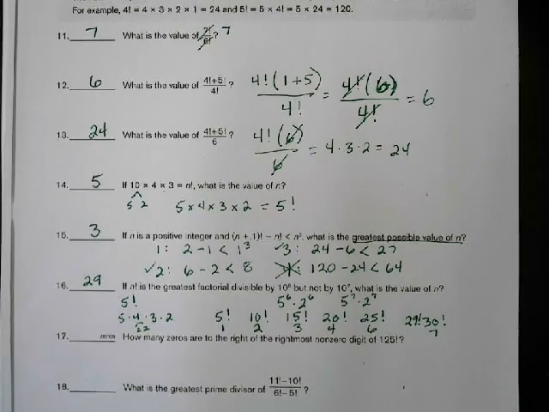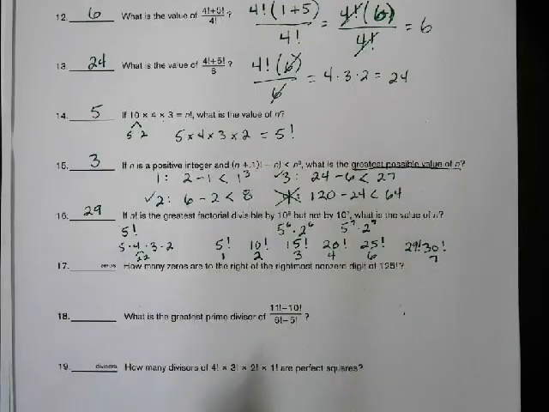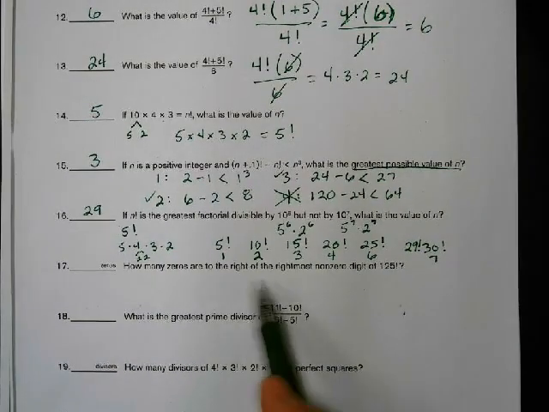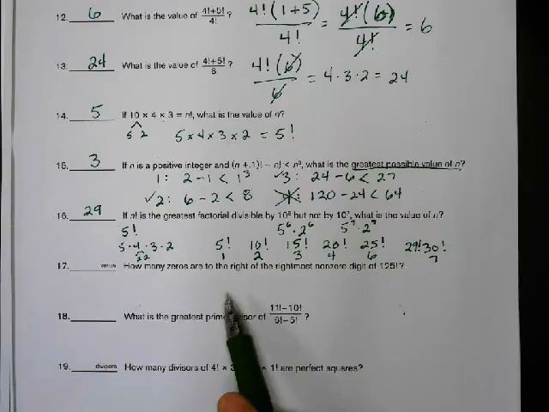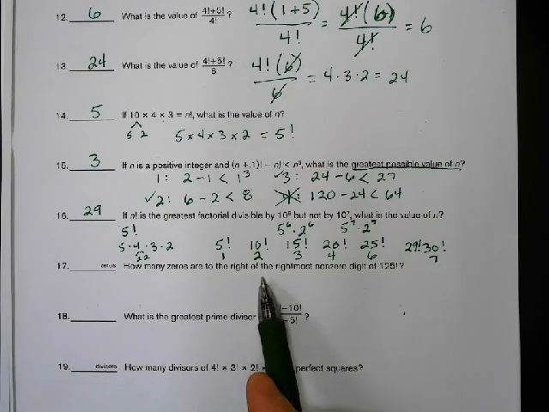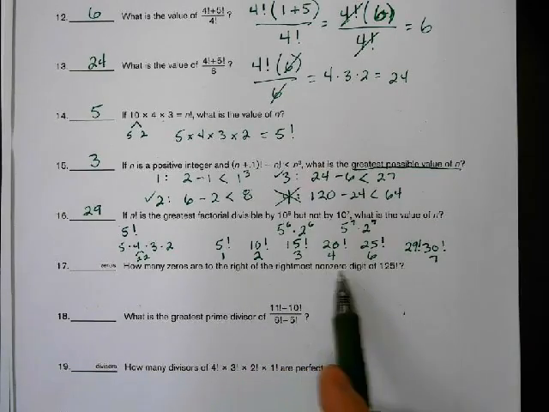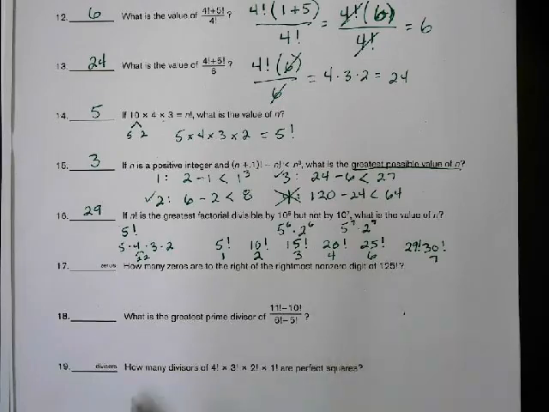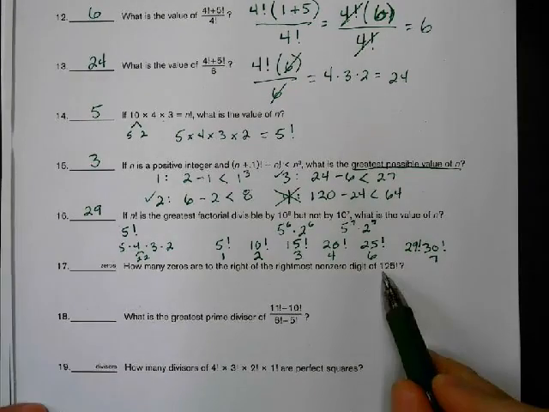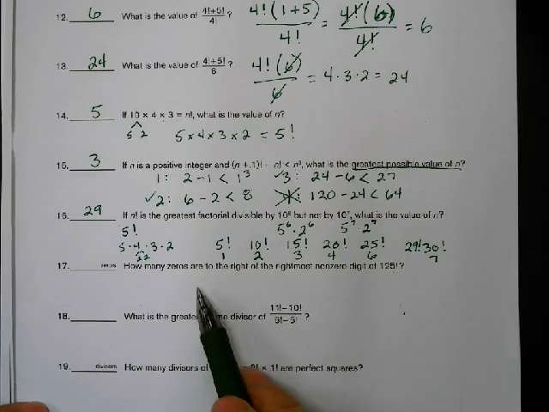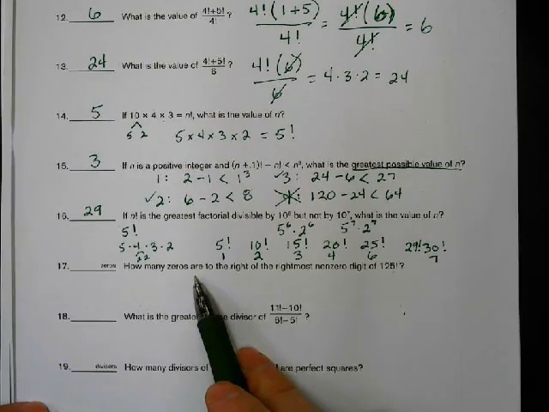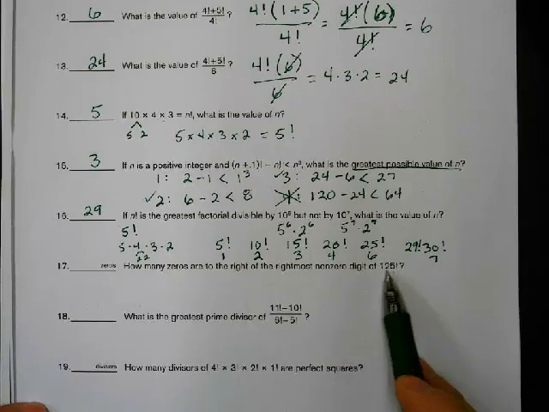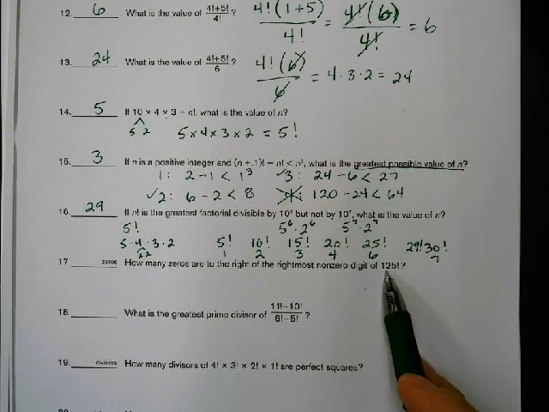Here we go. All right, how many zeros are to the right of the rightmost non-zero digit of 100? Okay, we just want to know how many zeros there are, which again means I want to know how many tens there are. Okay, so in 125, if we want to find out how many zeros are in that number, then we would want to know how many tens are, because when we multiply by 10, we get a 0, right?